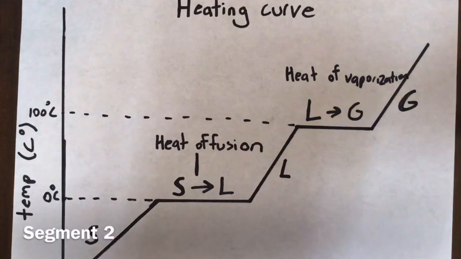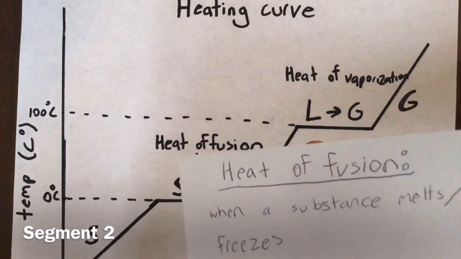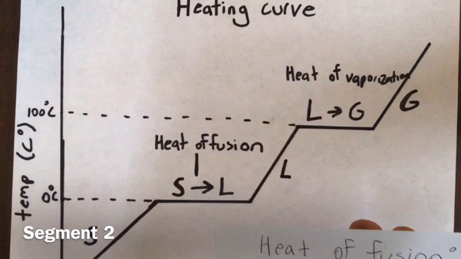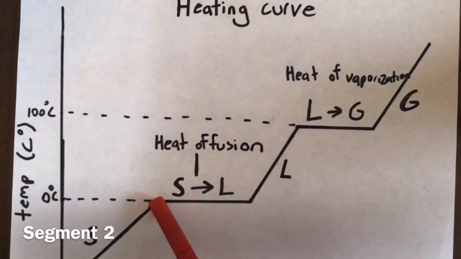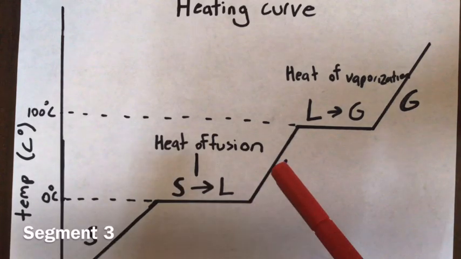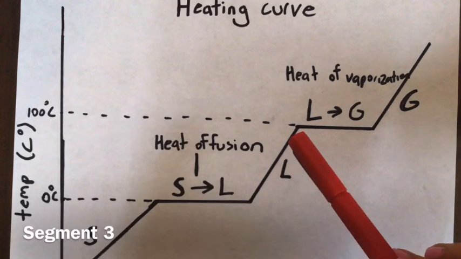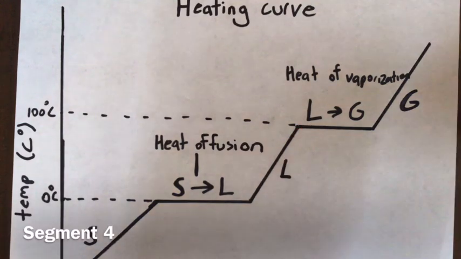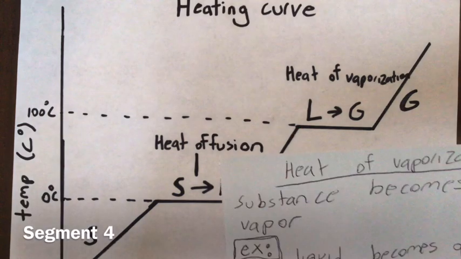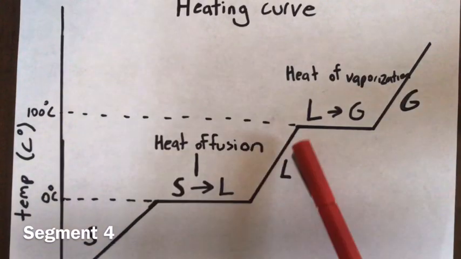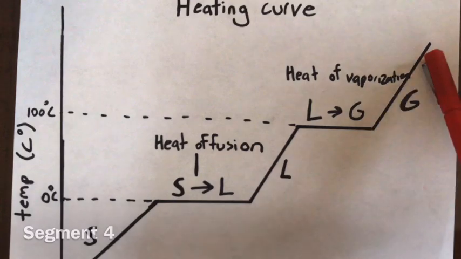In this part of the graph, a phase change is taking place on a plateau, which means that the temperature is not changing. The substance is going from a solid to a liquid through heat of fusion, when a substance is melting or freezing. From 0 to 100 degrees Celsius, water is a liquid, and the temperature is rising. At 100 degrees Celsius, there is another plateau, and therefore another phase change from liquid to gas. The substance undergoes heat of evaporation, where it vaporizes into a gas.